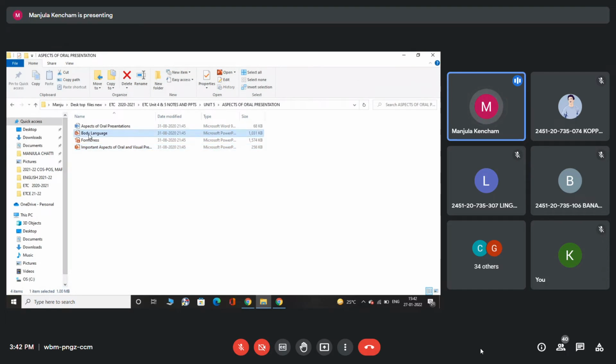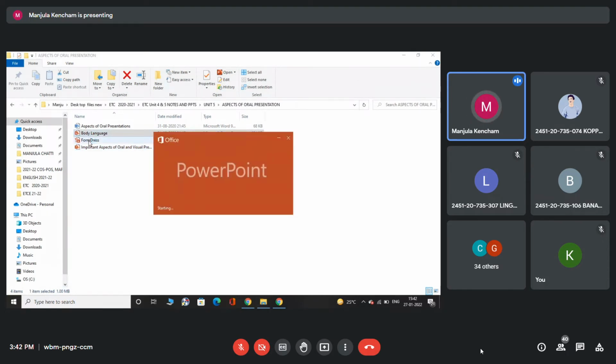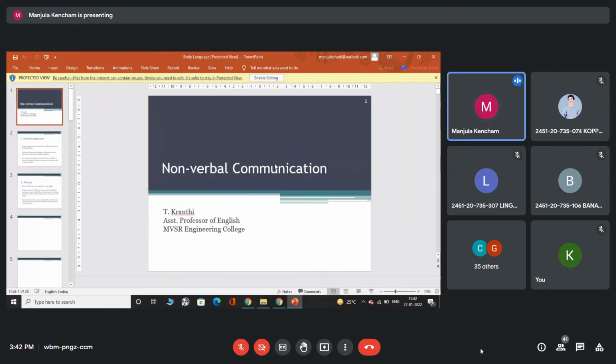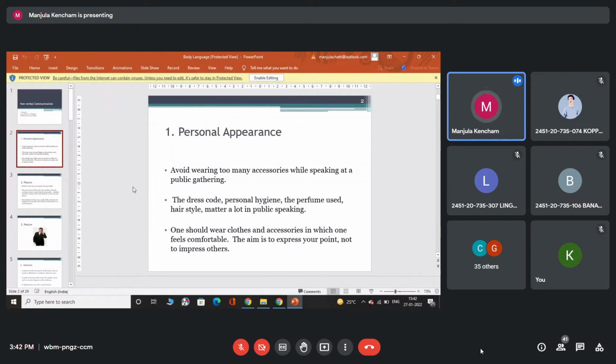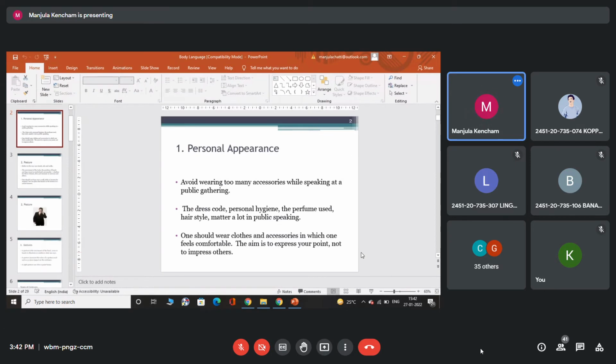Body language is the second aspect, the second part of this particular topic for today. Personal appearance. I don't want to go ahead with each and every slide over here, but I would like instead to go ahead in general, just to put it in a nutshell, with what are the important features that make us feel body language is important.